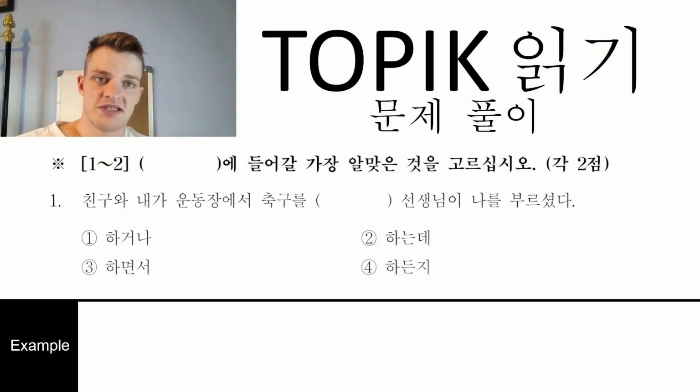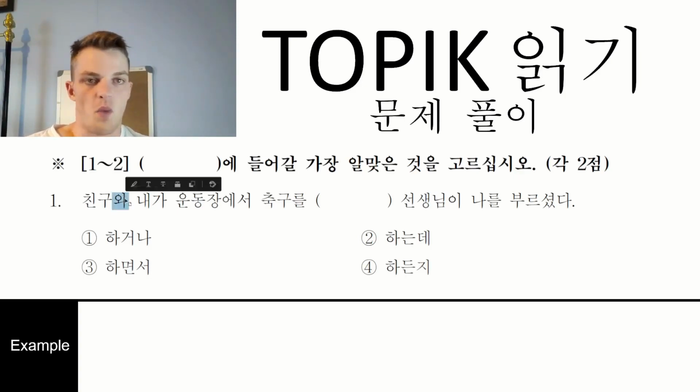Okay, let's read the sentence. It says, 친구와 내가 운동장에서 축구를 뭐뭐뭐 선생님이 나를 부르셨다. So let's check all the words, make sure we know. So 친구, we saw before, means friend. 친구와, 와 means and, or it can kind of mean with as well, but and.